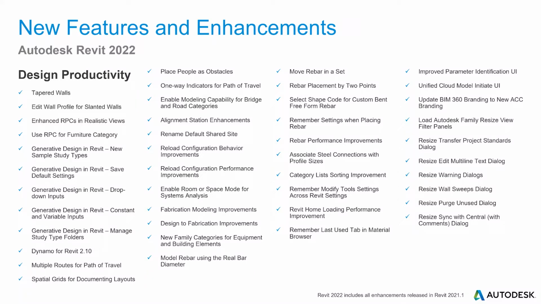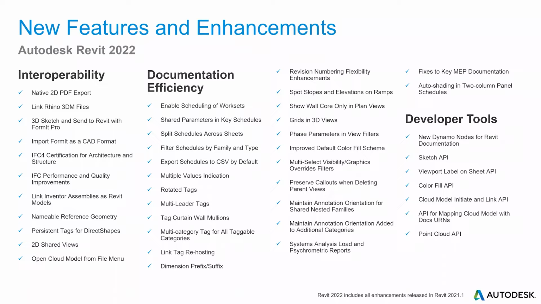Now, on the design productivity stage, this does generally focus around the modeling aspect. And in addition to the design productivity features that were released, there were a handful of interoperability, a good deal of documentation, what they call efficiencies, I guess you could say, and a range of developer tools as well. I also won't be focusing on the developer tools because that is for a very small subset of Revit users anyway. So without further ado, let's just get straight into this.